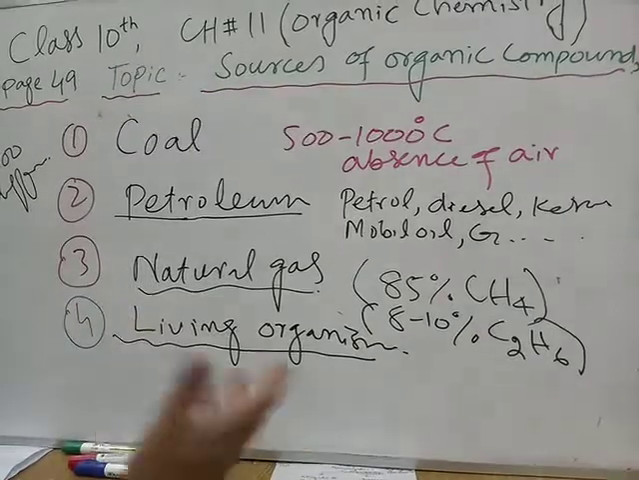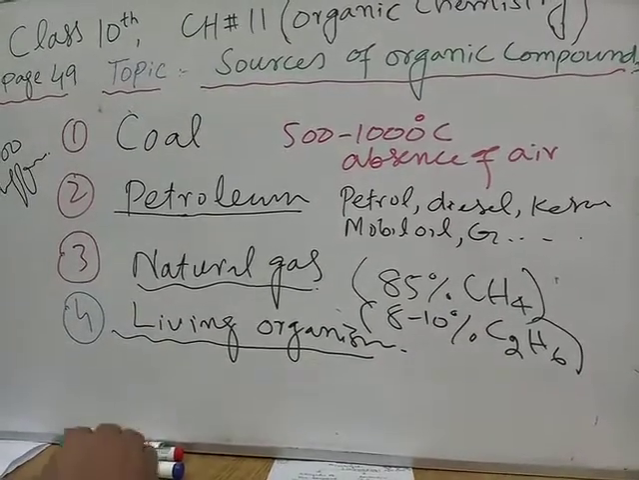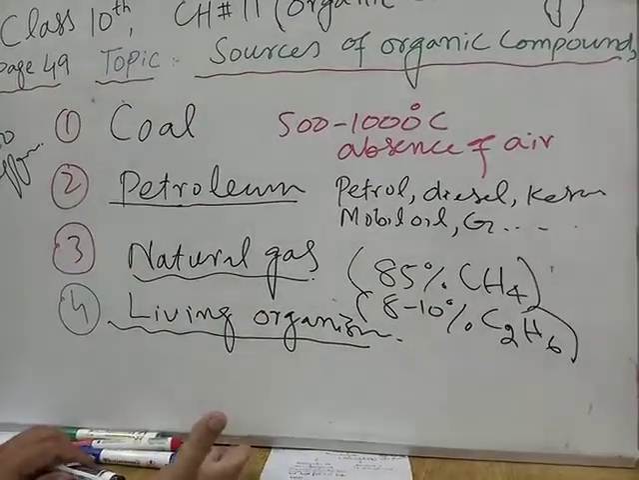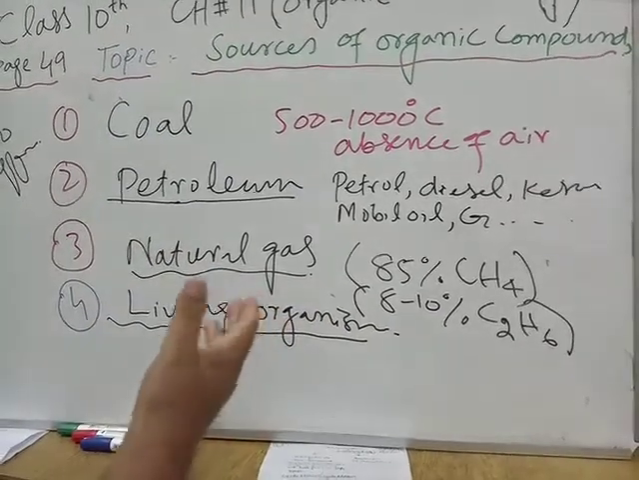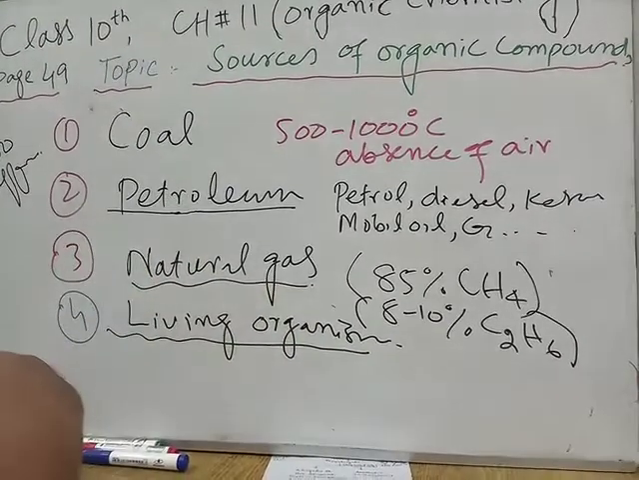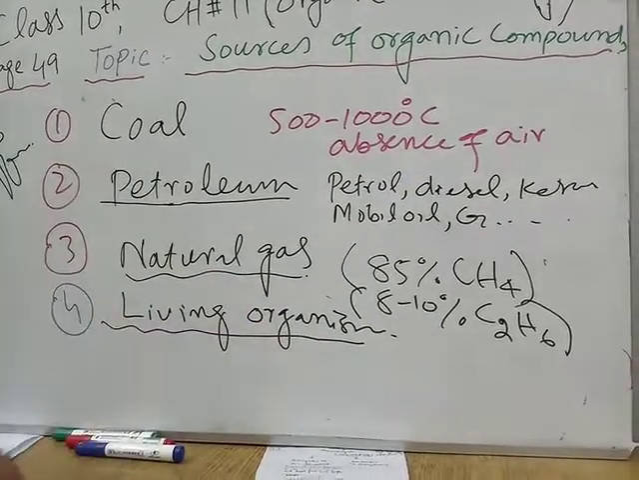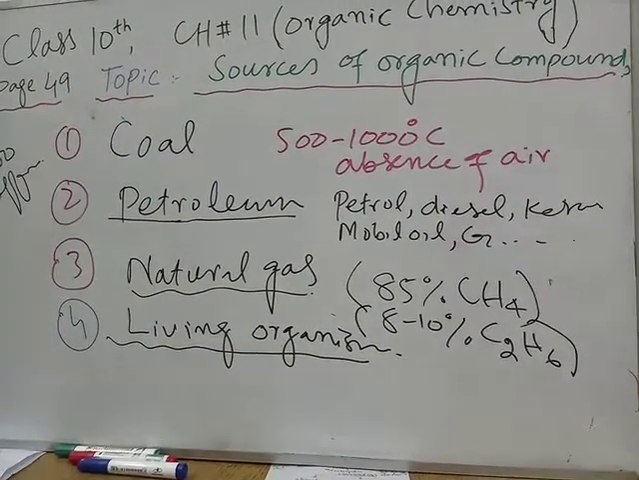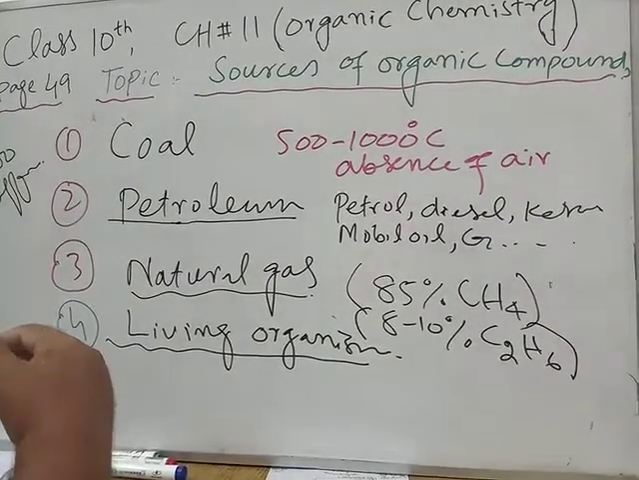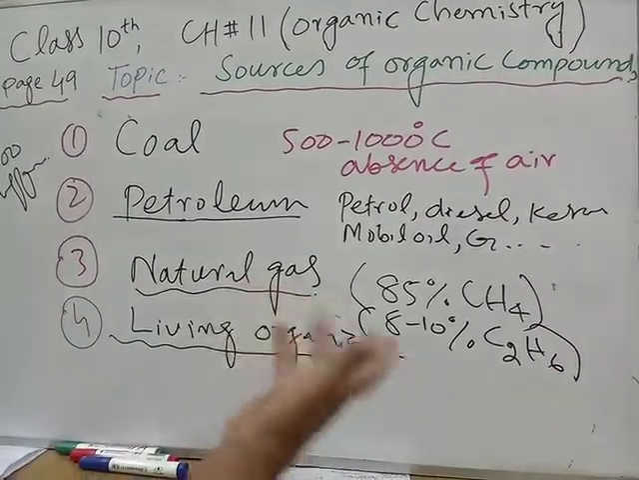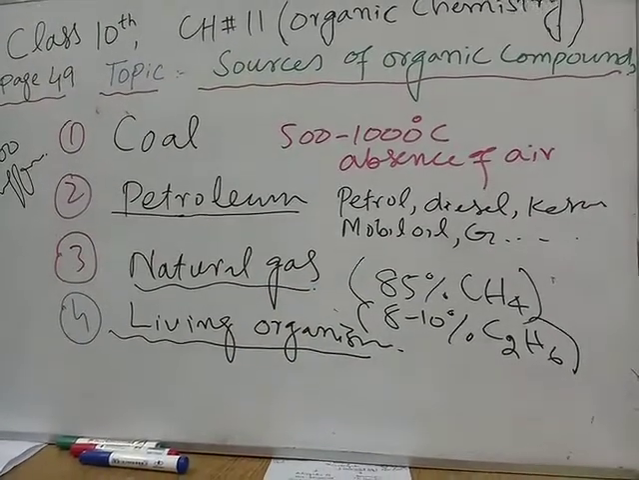Similarly, the vitamins, the hormones, the enzymes, DNA, RNA, all these are obtained from living organisms. So living organisms, you can say, are also one of the richest sources of organic compounds.